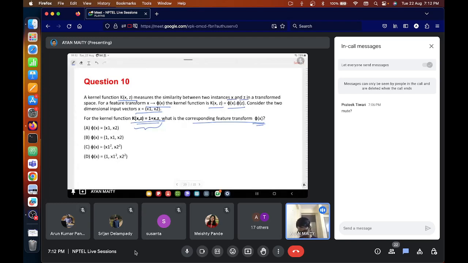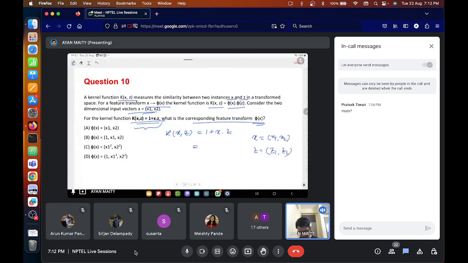So this question might be a little difficult. The kernel of x and z is given as 1 plus x dot z, and x is a two-dimensional vector. This is also given here: x is a two-dimensional vector, x1 comma x2. Similarly, z is also two-dimensional, z1 comma z2.